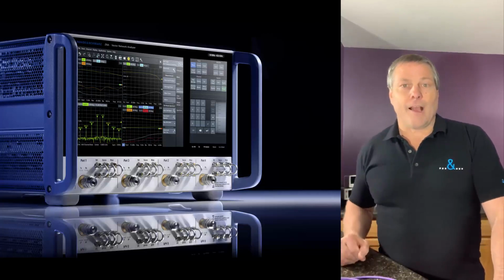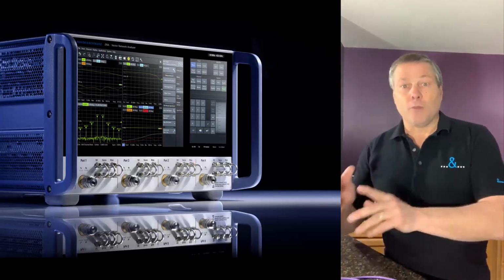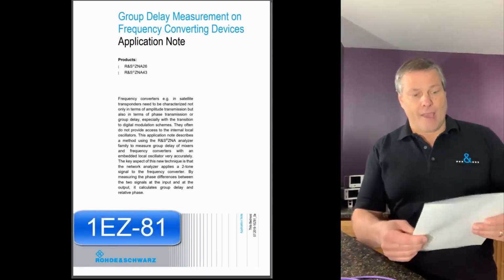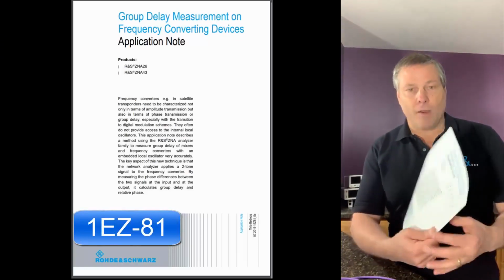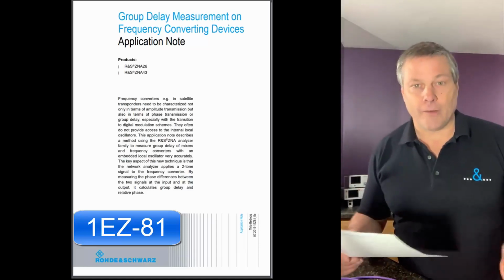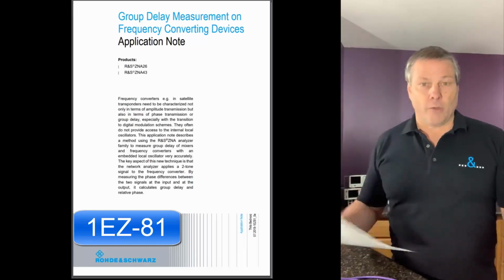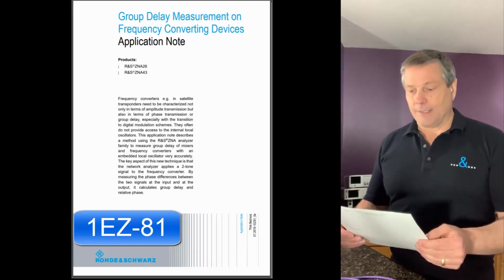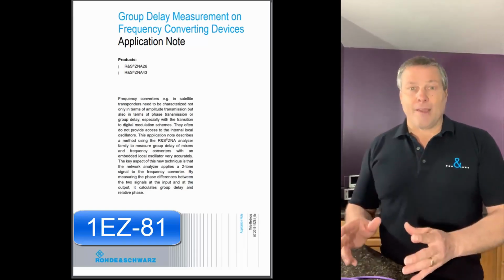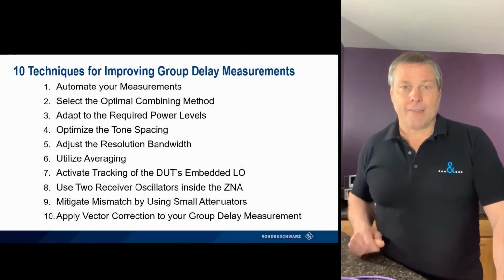In particular, I'm going to use option K9, which is our two-tone technique for measuring group delay on frequency converting devices. Now, for more information about that technique, we have an application note, 1EZ81, which is for making group delay measurements on frequency converting devices. It describes all the technical background that you need for this measurement, including the equations and what's happening behind the scenes. But we're not going to read the application note right now. We are trying to optimize different settings in real time. We want to see the effects on screen while we make the changes.